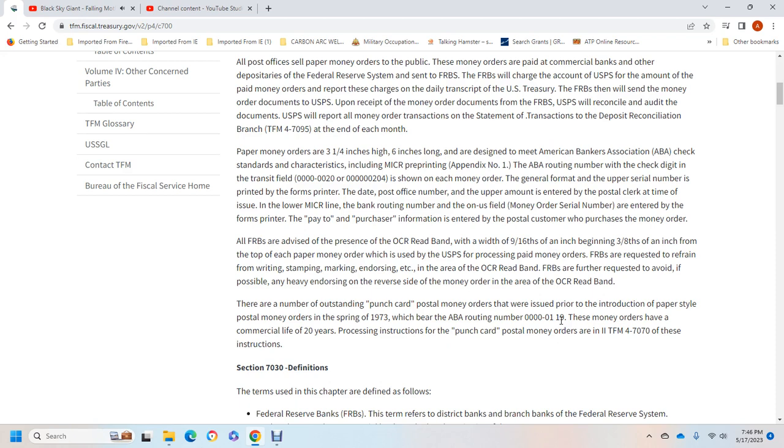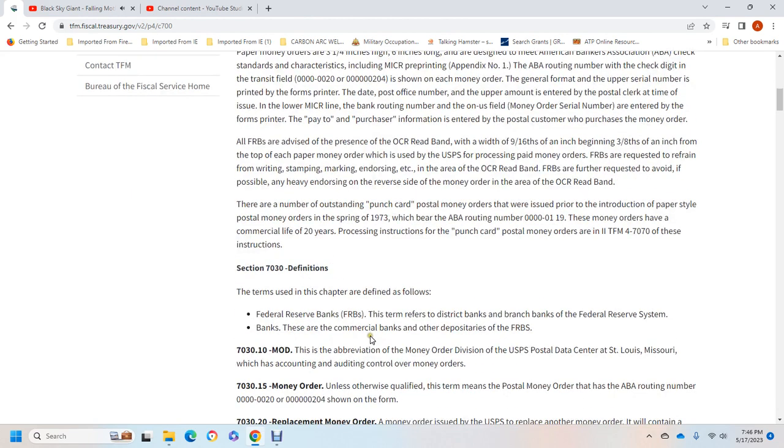Outstanding punch card postal money orders, issued prior to the introduction of the paper-style postal money order in spring 1973, do not bear the ABA routing number. These money orders have a commercial life of 20 years. Proper processing instructions for punch card postal money orders are given in these instructions.